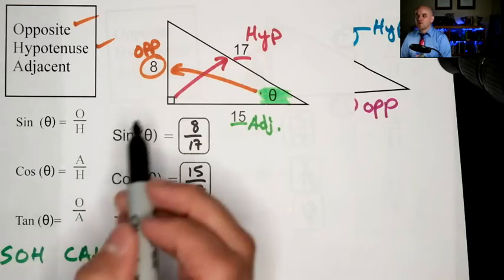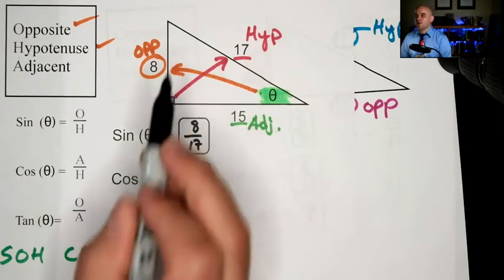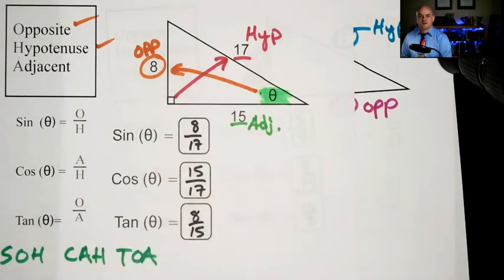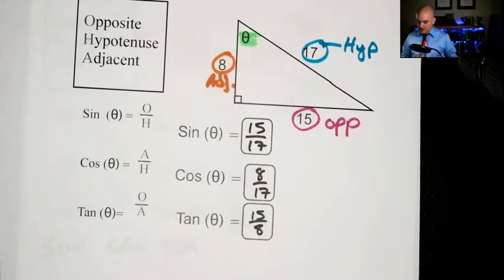Some students ask me, will the 90-degree angle ever be theta? And for right triangle trigonometry, no, it won't. All right, it's going to be one of the two acute angles. When we get into other stuff in pre-calc, we'll see some 90-degree angles and angles that are bigger than 90. But with right triangle trigonometry, you really don't have to worry about that.